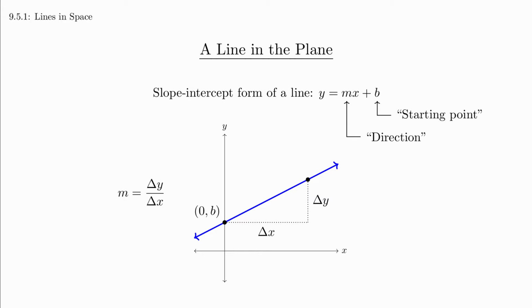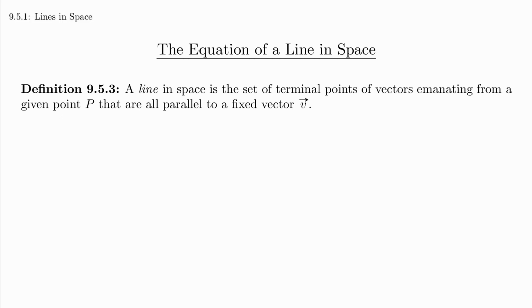in 3 dimensions. We'll begin by looking at the definition. Definition: a line in space is the set of terminal points of vectors emanating from a given point P that are parallel to a fixed vector V. At first, this may feel nothing like what we just did, but a picture will be helpful.